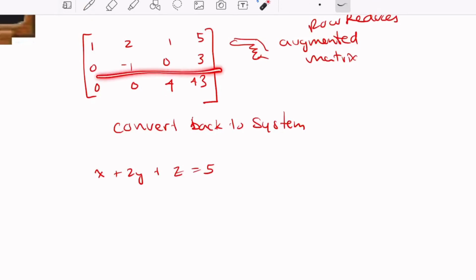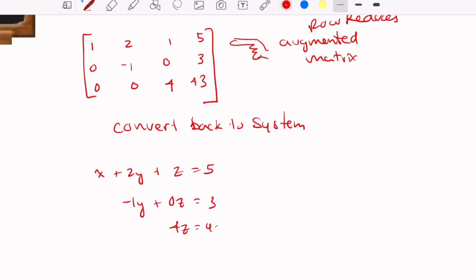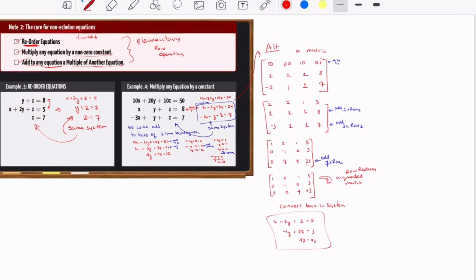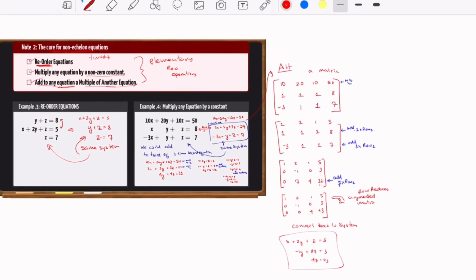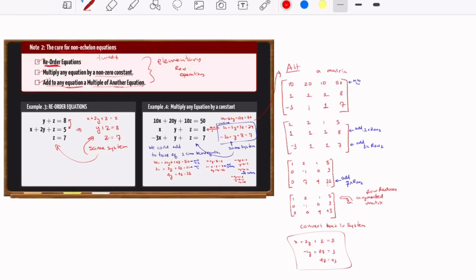Now I'm going to look at the second row and get a second equation. And I look at this and I'll get a third equation. So I'll have negative 1y plus 0z is equal to 3. And I'll have 4z is equal to 43. And this one you can solve with your left hand. This is a piece of cake, duck soup. I'm not even going to solve it because it's just too boring. But this is beautiful. This shows you why elementary row operations are so useful, and the strategy to convert any kind of system into a row reduced system that's got the echelon form going, and it's pretty easy to solve.